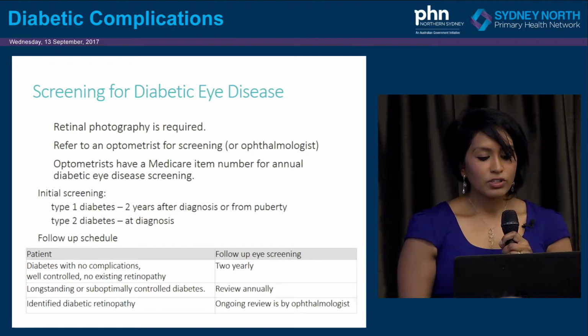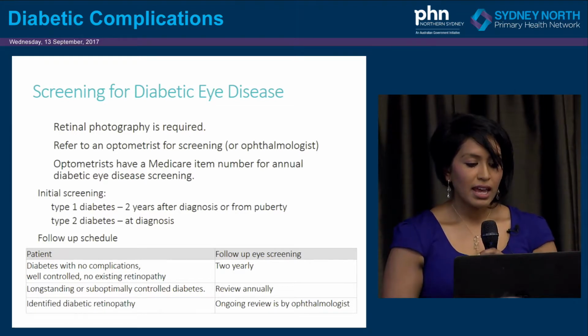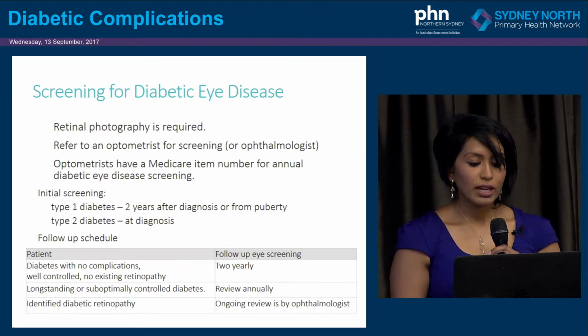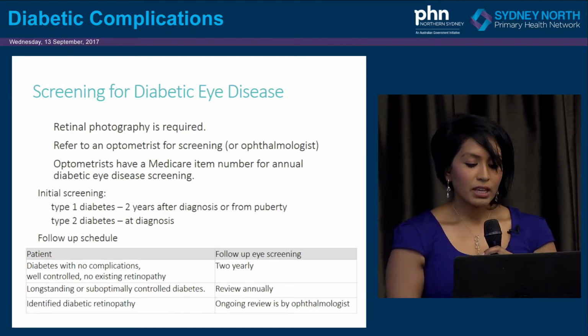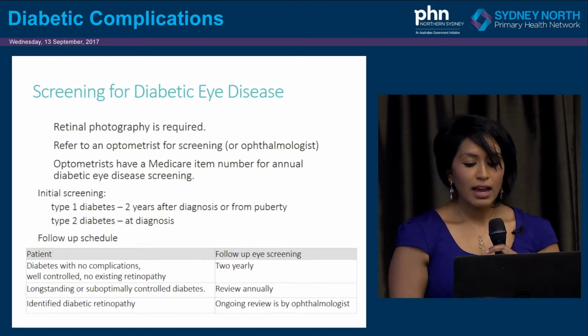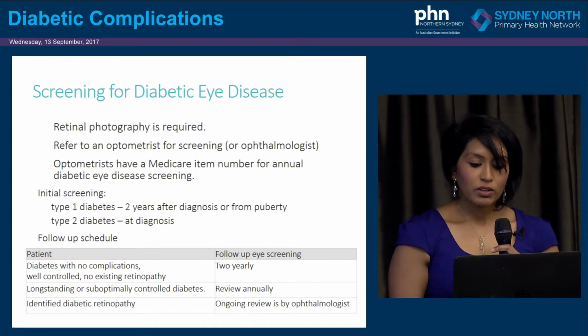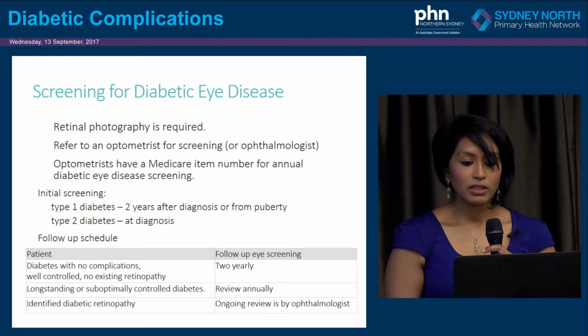In terms of how often you should be resending your patients or reminding them to see their optometrist, if someone has diabetes with no complications, good control and no evidence of retinopathy, then every 2 years is quite fine. And if they have long-standing diabetes or suboptimal control, then annually is more appropriate. And if there is identified diabetic retinopathy, then ongoing reviews might be every 3 to 6 months, and that should be with an ophthalmologist.